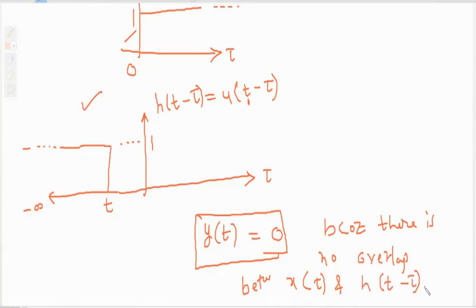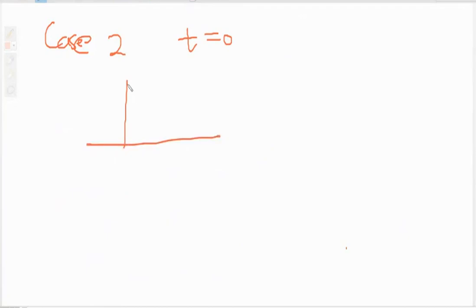Okay, case number 2, t equal to 0. Okay, x of tau is fixed in all the three cases. x of tau is u of tau because we are varying t, and in x of tau there is no t, so its sketch will always be fixed in all three cases. x of tau is u of tau, a standard unit step signal. X axis is tau. Now amplitude is 1.